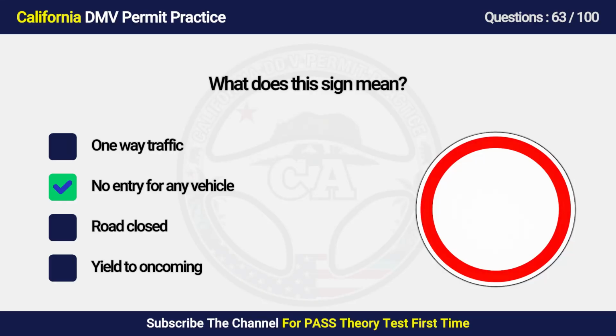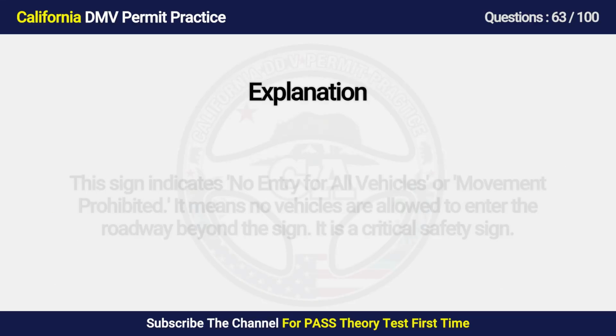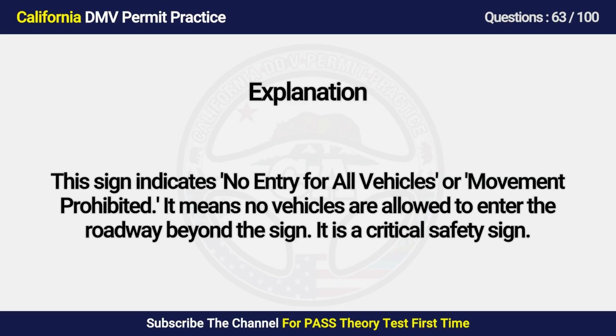Answer is B. No entry for any vehicle. This sign indicates no entry for all vehicles or movement prohibited. It means no vehicles are allowed to enter the roadway beyond the sign. It is a critical safety sign.